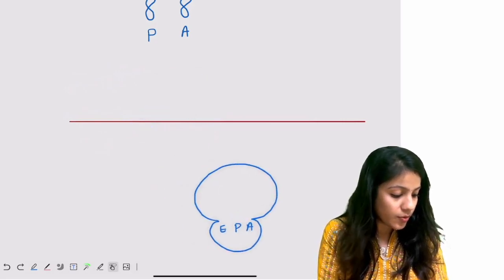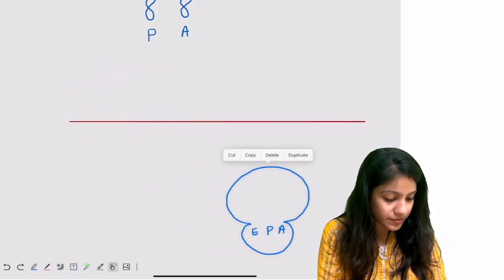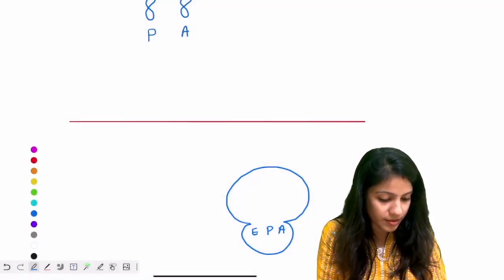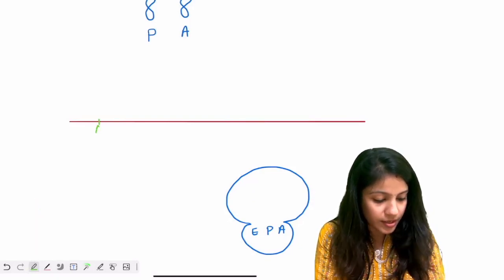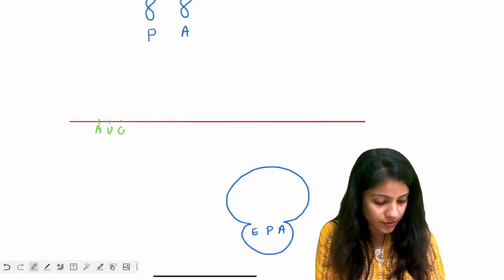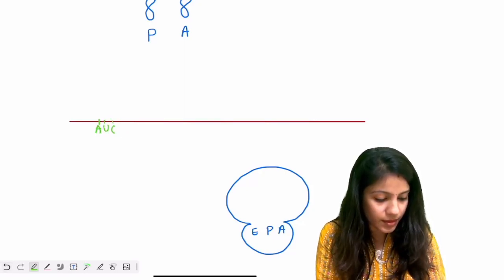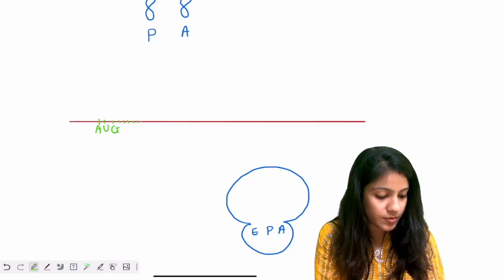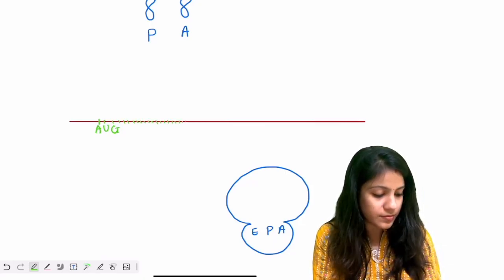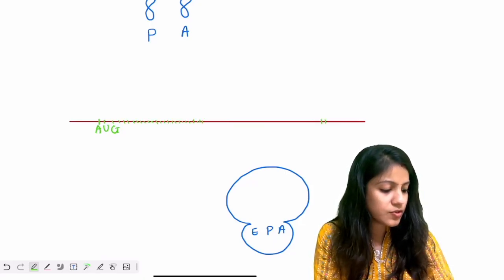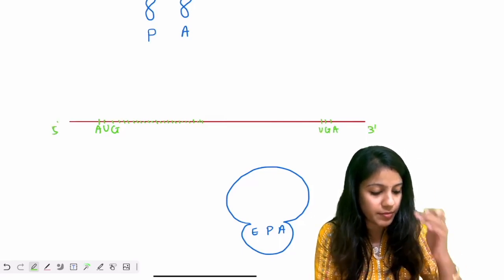Fine. Now, what will happen with the tRNA? Suppose, for example, here we have AUG, right? We have the start codon AUG over here. Similarly, other sequences will be present like this. Say for example, here the stop codon UGA is there. This is the 3' end. This one is the 5' end.